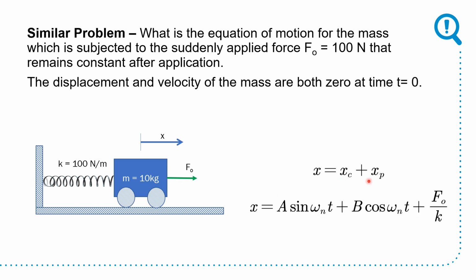So I'm going to have a characteristic and a particular solution. The characteristic solution, this is a standard mass spring system. I know it's going to be sines and cosines that I can add. I could do it as a phase delay, but I'm not going to. And my expression for the forcing is going to be F naught over K. Standard definition. Don't you need the time varying force? No, because it's not time varying. It remains constant after application.